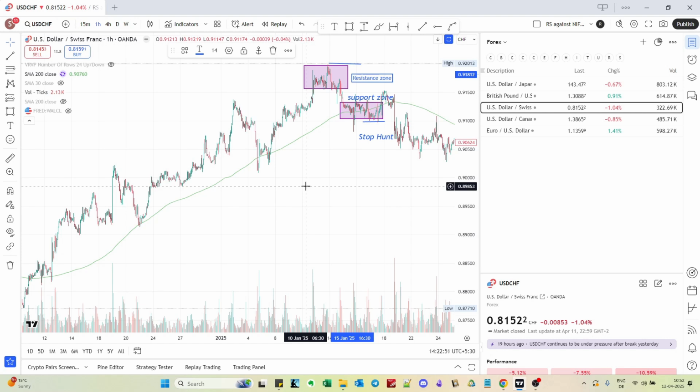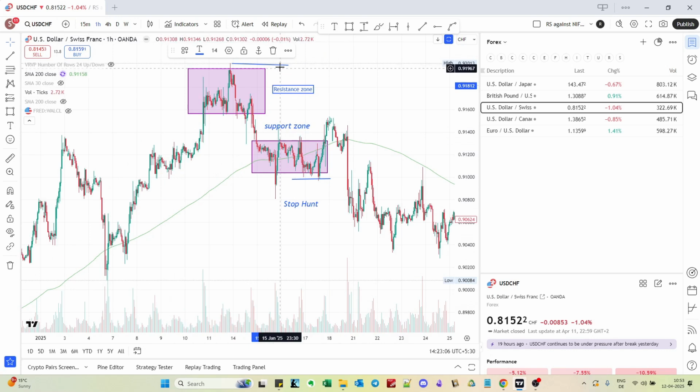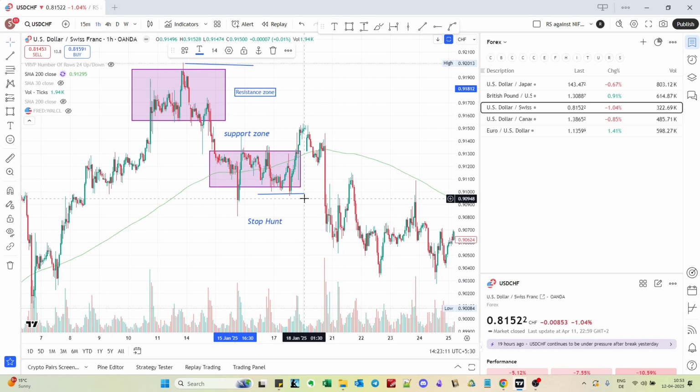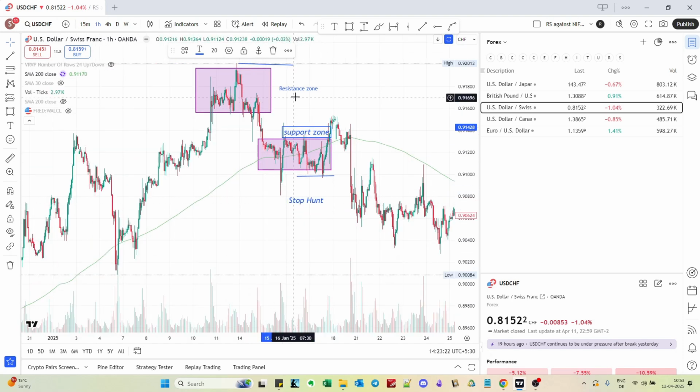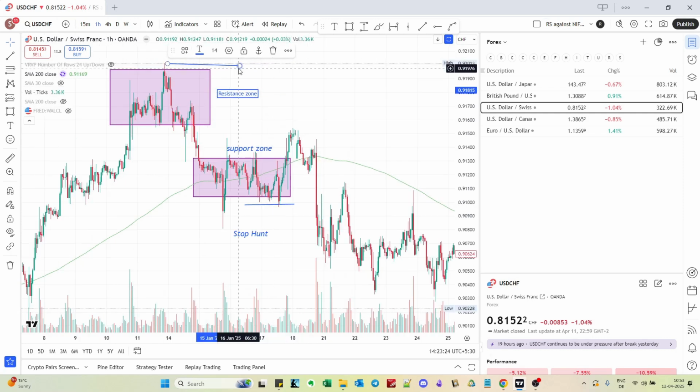And why does this happen? Firstly, there's a term for this, and it's called stop hunt. So, how does it work? Most traders, like you and me, we put our stop loss or stop limit right just below the zones, right? So if this is your support zone, then you would put your stop loss here, and if it's a resistance zone, then you would put your stop limit somewhere around here.